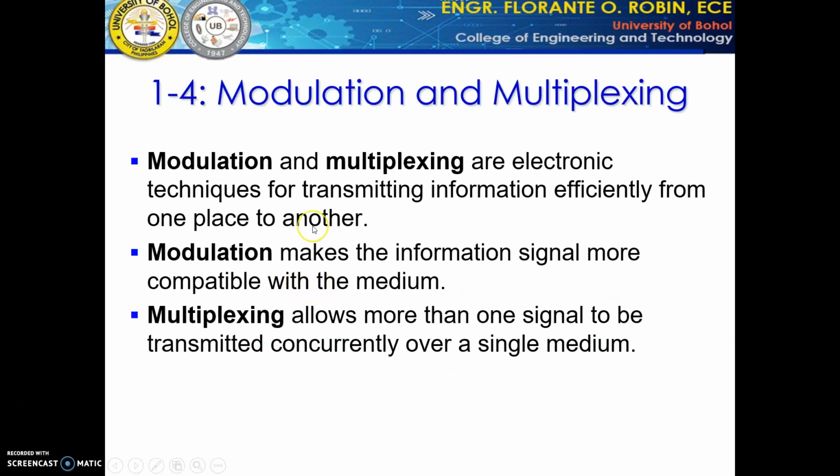So next we have modulation and multiplexing. So what are modulation and multiplexing? These are electronic techniques for transmitting information efficiently from one place to another. Modulation makes the information signal more compatible with the medium.